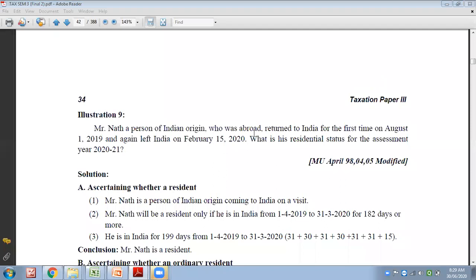No, no. 182 days means we need not worry about the other conditions. That is excluded now. I have verified. I'll make the changes. Don't worry. 182 days means 182 days.